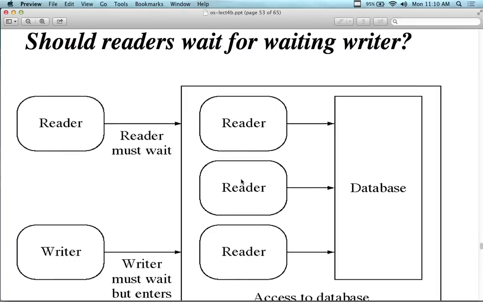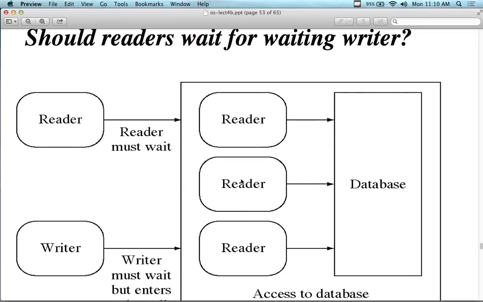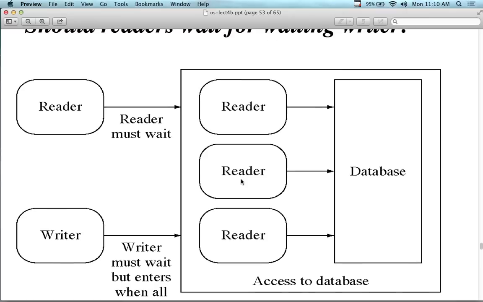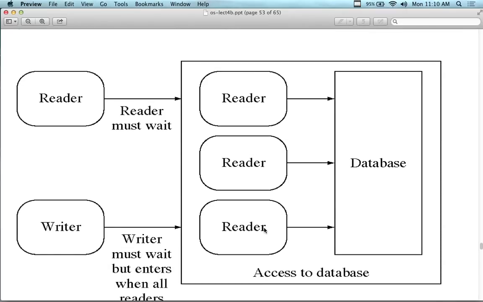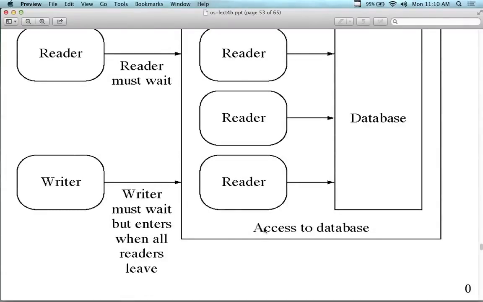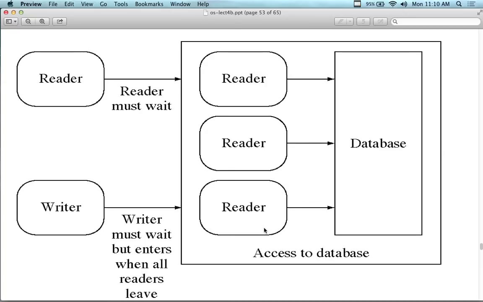So should readers wait for waiting writers? Well, that's interesting. If you have writers that are waiting, and now you have readers that are waiting, which is the classic scenario, and this causes the deadlock. So the reader's waiting in front of the writer, who's waiting for the reader, and which is really a circular wait that goes on. The reader must have to wait if you have a bunch of readers in here, and the writer must wait, but enters when all the readers leave. Well, the readers aren't going to leave till the writer is done.